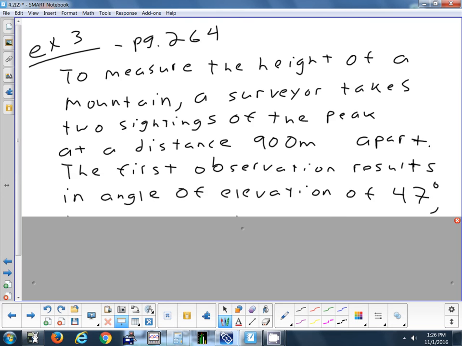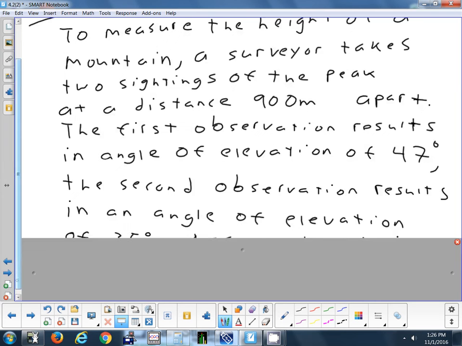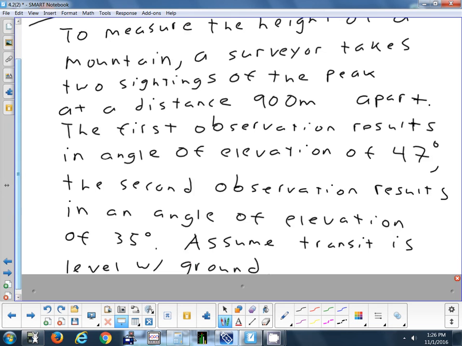Think about if you're looking at a screen at the movie theater. If you're right in the first row, you're looking up very steep. As you go back from the object you're looking at, you don't have to look up as steep. Okay, so the second time, the surveyor gets an angle of 35 degrees. So really, you could just write first observation equals 47 degrees, second observation equals 35 degrees. That would summarize all that.